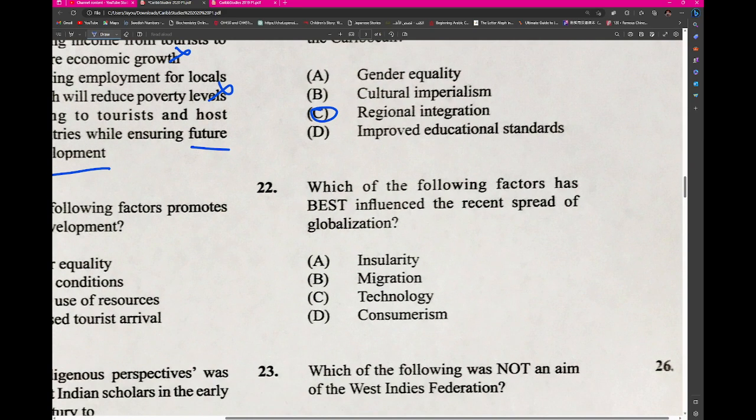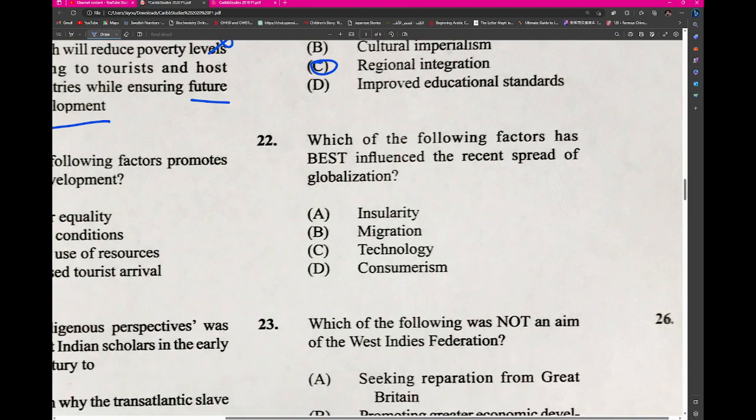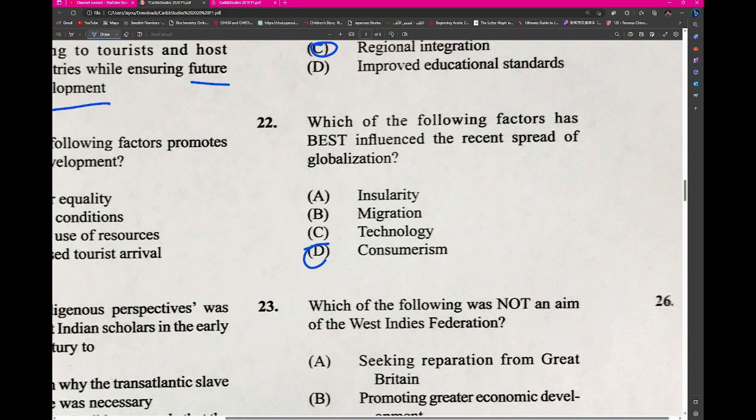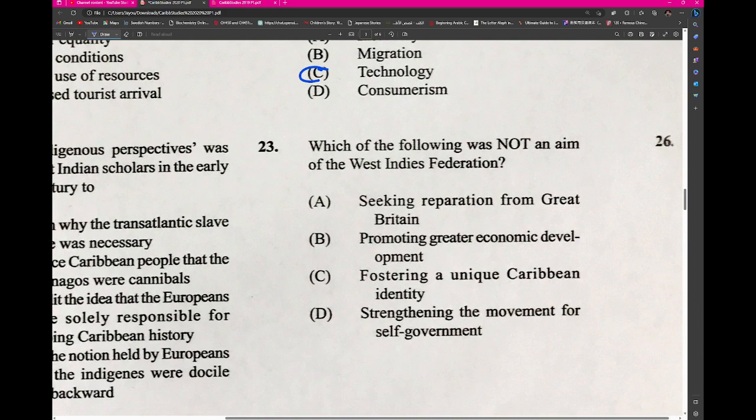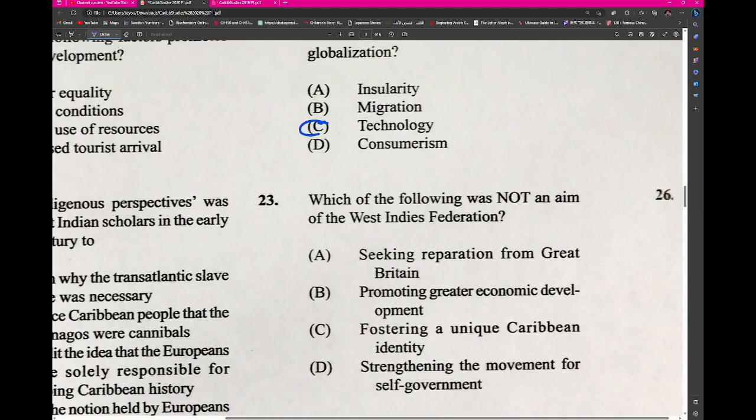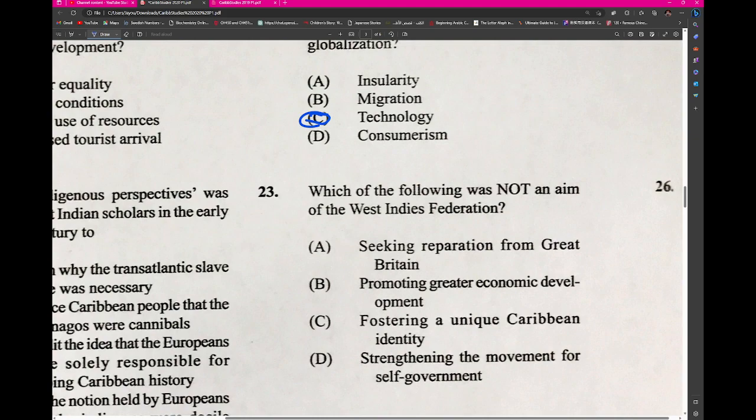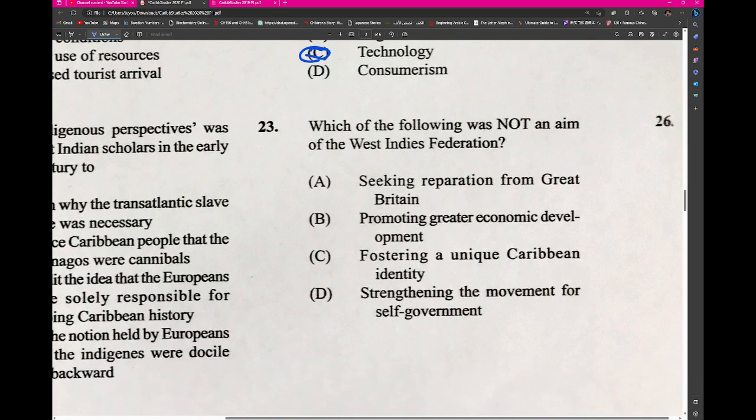22, which of the following factors has best influenced the recent spread of globalization? Is it consumerism? Well, I think technology, ICTs and stuff like that. The mass media being propagated by ICTs, etc. Right? 23, which of the following was not an aim of the West Indies Federation?